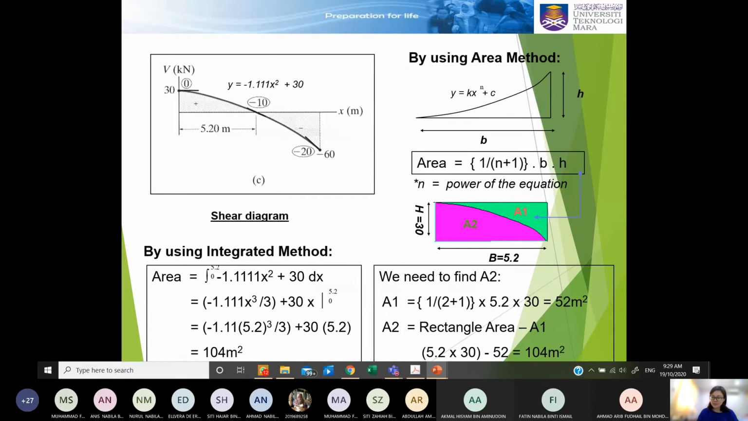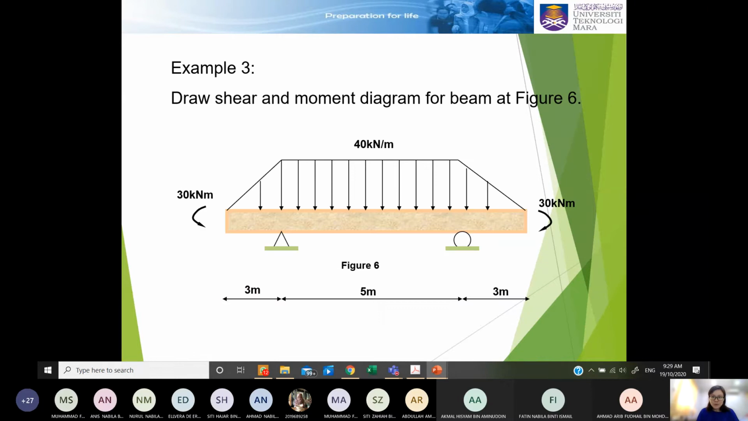Area method, maybe this is a bit tricky. More challenges. You can have a look, and I can share the video related to this using the area method later. So I don't think I can go to this example 3 with you today. Can we take a 5-minute break, and then I share with you another example?